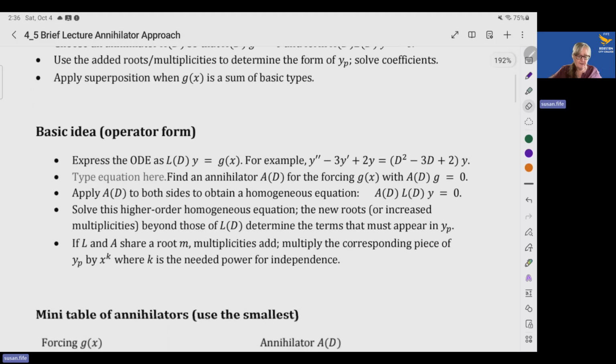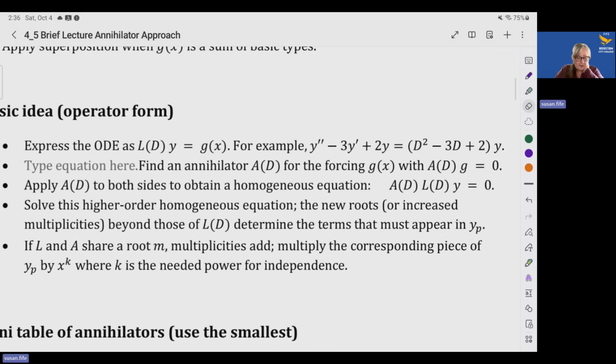So our basic idea is to express the ODE as a function of the differential operator, L of D applied to y equals g of x. So we're going to rewrite the left side in terms of differential operators. For example, y double prime minus 3y prime plus 2y. Remember, the differential operator gives you a derivative. So y double prime is the second derivative. You're going to write that as D squared. And then y prime is the first derivative, so we get minus 3 times the first derivative, and then plus 2. And then those derivatives apply to the y. And then we have 2 times y.